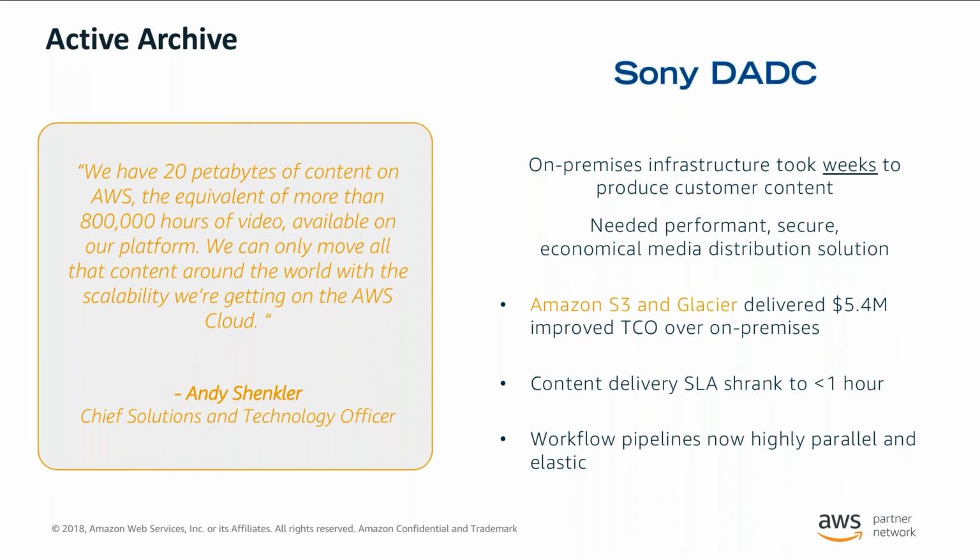So they were looking for a cloud-first strategy to overcome some of their on-premises infrastructure limitations, with over 20 petabytes of content under management, which equated to 800,000 hours of video available on their platform. Migrating to AWS has provided them with better scale, economics, and performance, and ultimately allowed them to decrease their customers' content distribution time to market. So with S3, they were able to improve their TCO by taking that 20 petabytes from on-premises and moving it into S3 and Glacier. And they were also able to improve their customer experience by reducing the time it takes to produce customer content from what was previously weeks while on premises to now less than an hour.